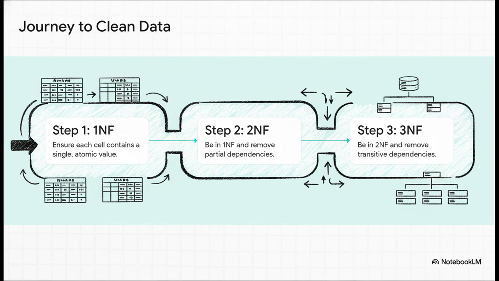We start with the first normal form, or 1NF. Once we've got that locked down, we can move on to 2NF, and then finally to 3NF. Each step builds right on top of the last one, so you have to do them in order.